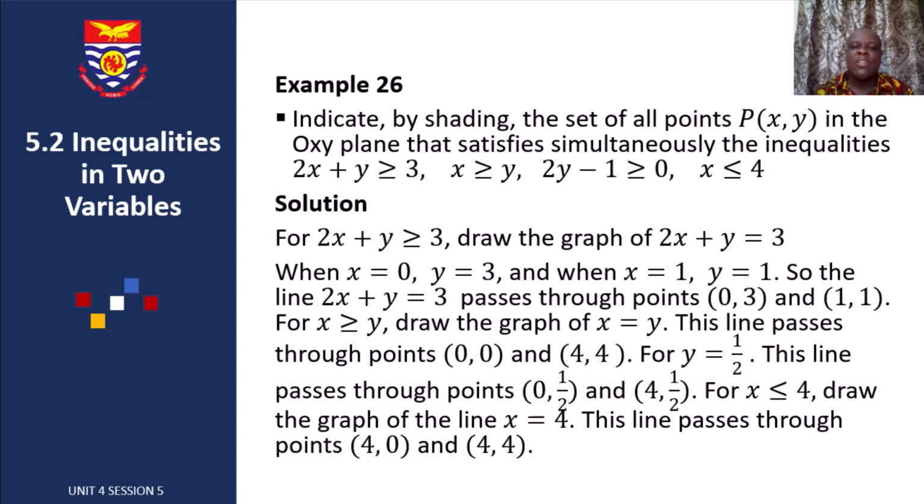2y minus 1 greater than or equal to 0. We can simplify it and get y is equal to 1 out of 2, which is a straight line that is going to pass through 0.5, and it will be a horizontal line. Then the last one, x less than or equal to 4, is the same as x is equal to 4. And so this will be a vertical line that will pass through 4. So we are going to plot all these points and get the respective lines.